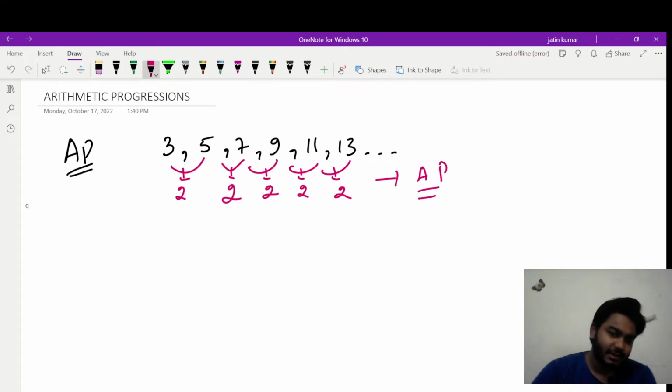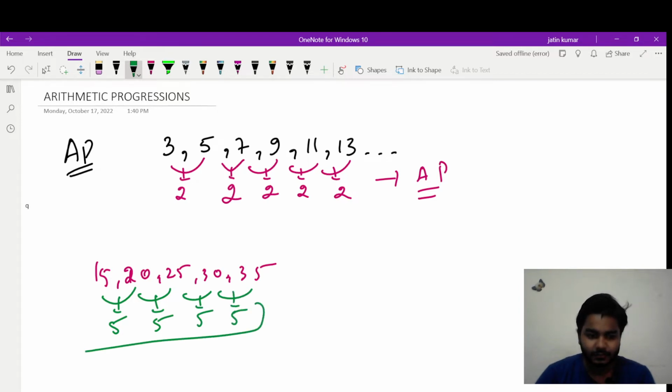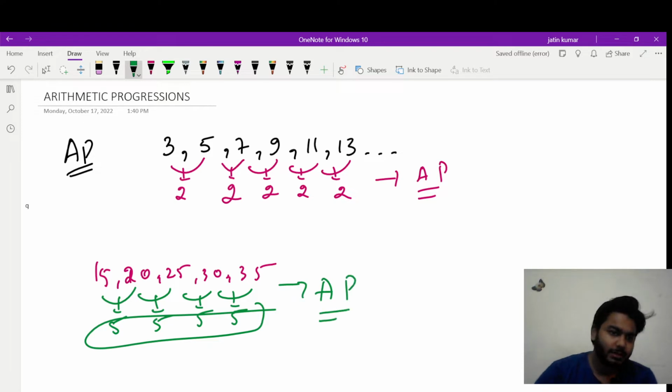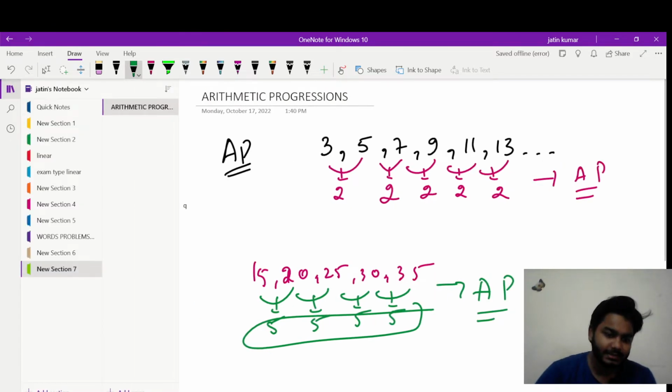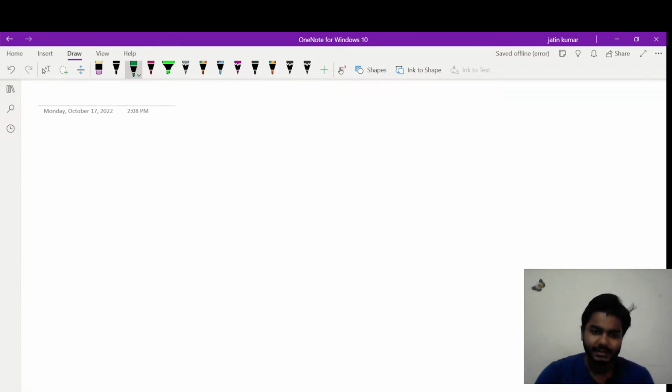Let me write another example. 15, 20, 25, 30, 35. Here you also observe that the difference is 5. 20 minus 15 is 5, 25 minus 20 is 5, 30 minus 25 is 5, 35 minus 30 is 5. So the difference is 5 throughout the series. So this is an AP. I hope you have got the basic idea of an AP. An AP is a number series in which the difference between every two consecutive numbers is the same throughout the series.